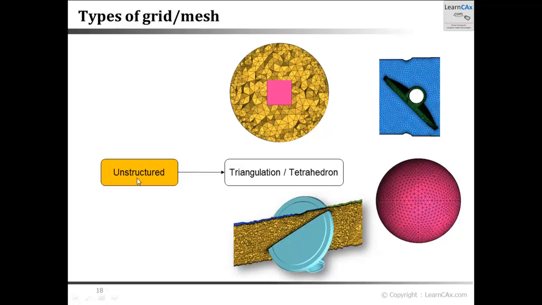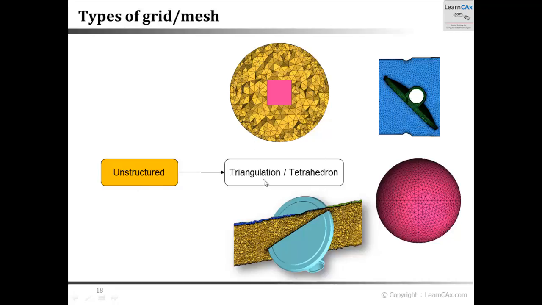Now moving on to the unstructured mesh. In unstructured mesh, the discrete cells that we generate within the CFD space are randomly spaced, and they do not follow a single pattern, and hence it is referred to as unstructured mesh.